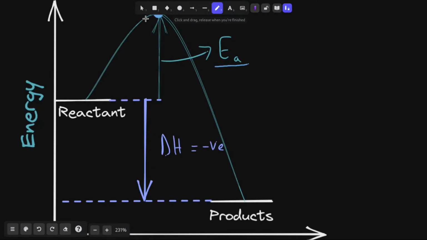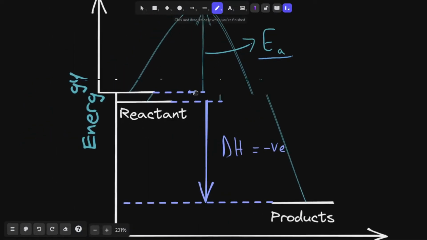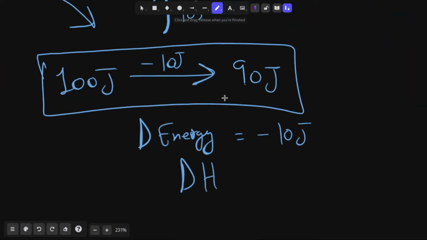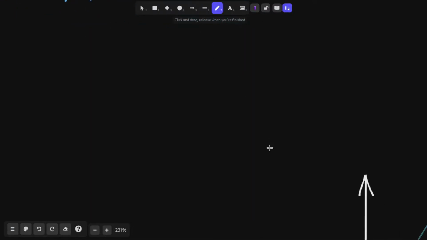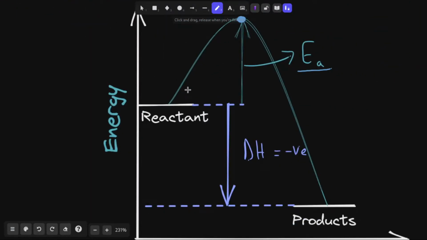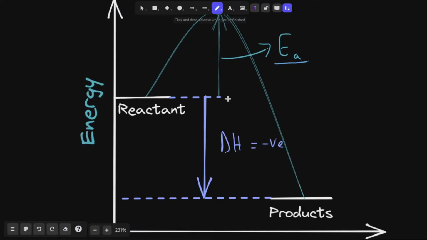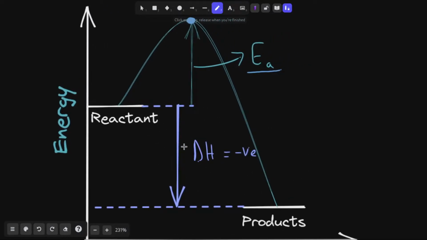Basically, now you can see that the path has started to decrease and gone below the reactant. This has occurred because, as you can see, the system has reduced energy to the products. Initially, in the reactants, you had 100 joules, and in the products, you had 90 joules. This is an example value, and you will understand it further when you do some calculations. And as you can see here as well, this change is being observed as such.